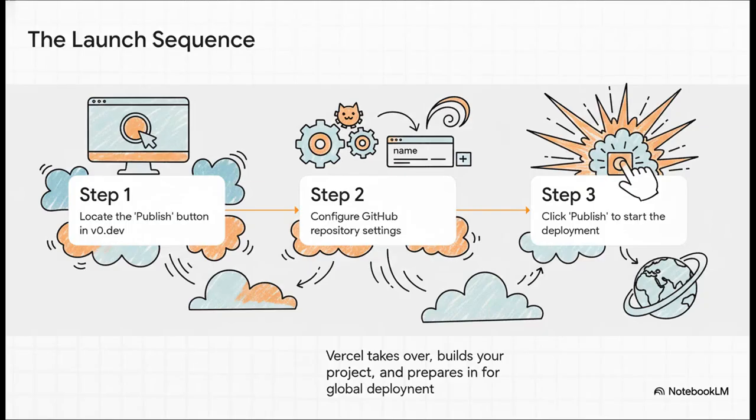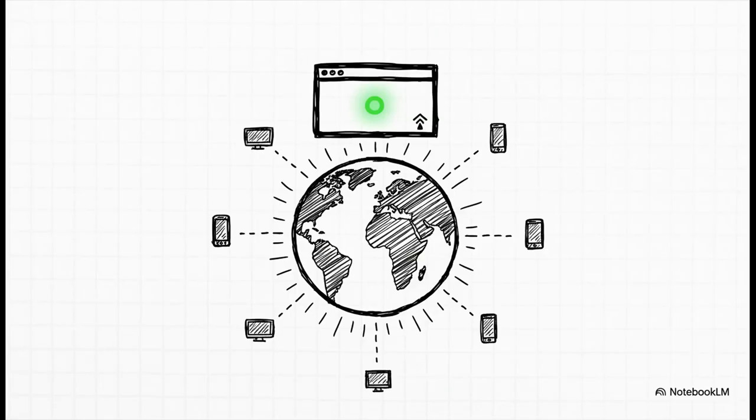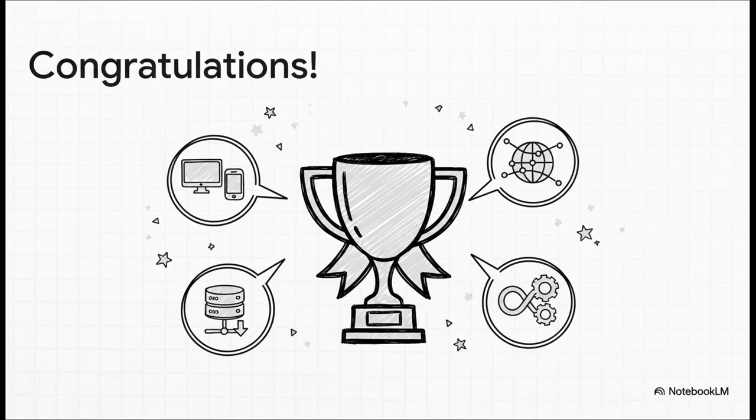Deploying is really just a simple 3-step sequence. 1, you find the publish button. 2, you give your new GitHub repository a name. And 3, you click publish. That's it. Vercel takes over from there, builds your project, and gets it ready for global deployment. And then, just a few moments later, boom! Just like that, your application is live on a public Vercel URL. It's built, it's deployed, and it's instantly accessible to anyone, anywhere in the world, served from Vercel's Edge network for incredible speed.